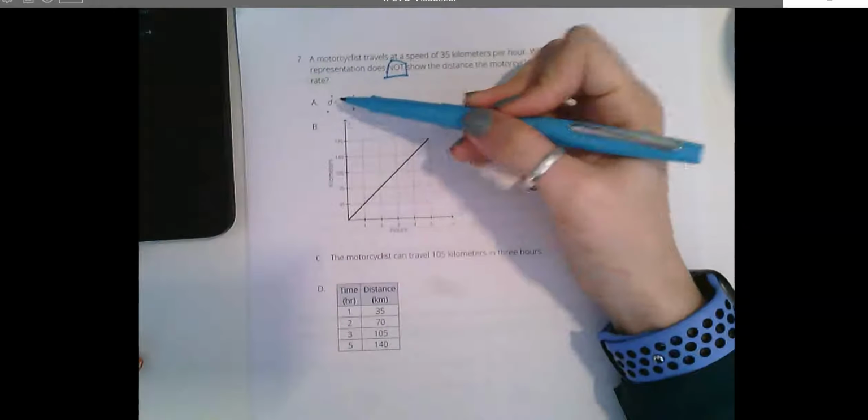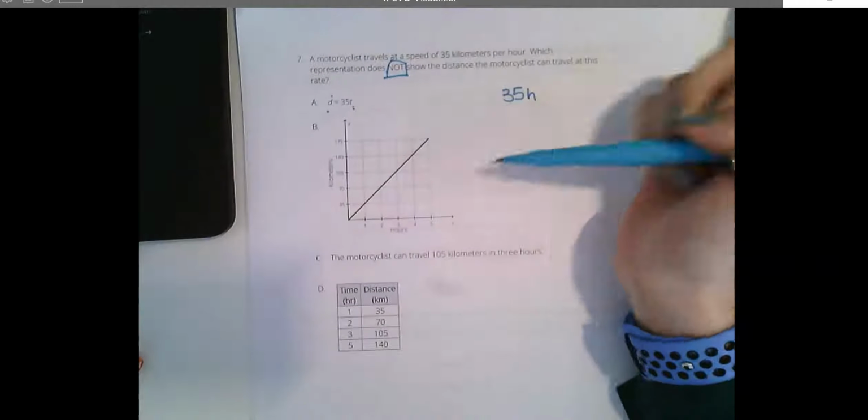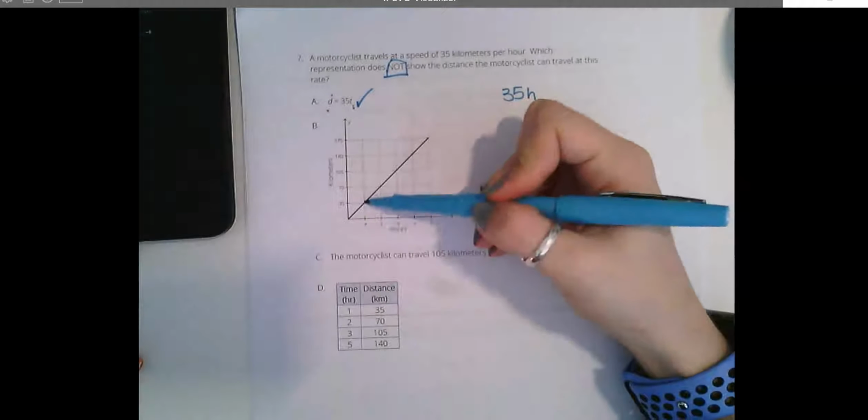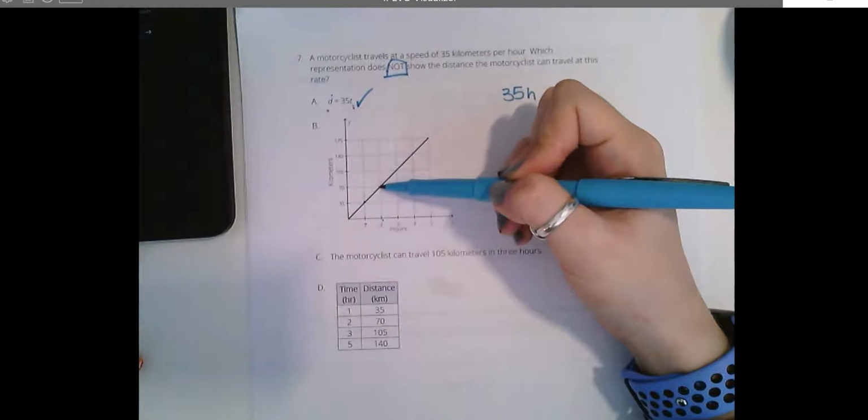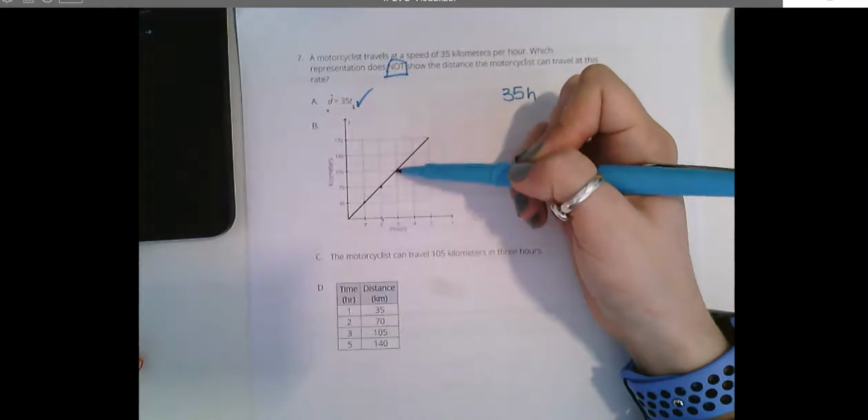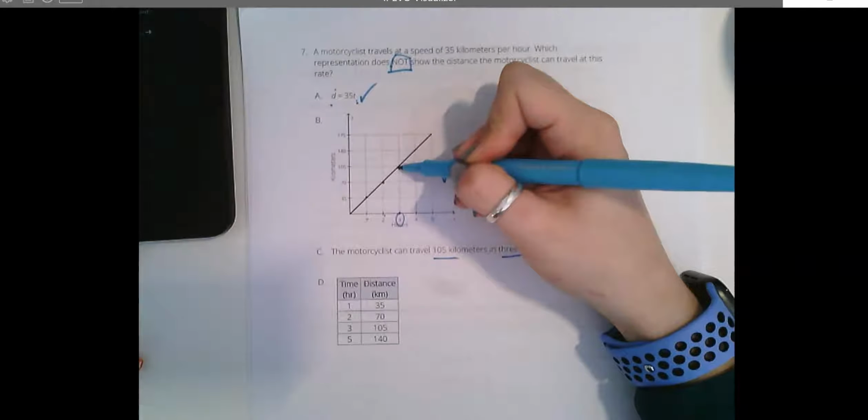Oops, sorry about that. Okay, so I can see distance equals 35 times time. Yep, that seems like it would be reasonable. That's not my answer, though, because I want the one that's not showing it. 1 hour, 35. 2 hours, 35 times 2 is 70. This looks good. Okay, yay. Showing the relationship. Boo, not my answer, because I want the one that's not showing it. The motorcyclist can travel 105 kilometers in 3 hours. Well, I already thought that this one worked out. 3 hours, 105 kilometers. That seems true.